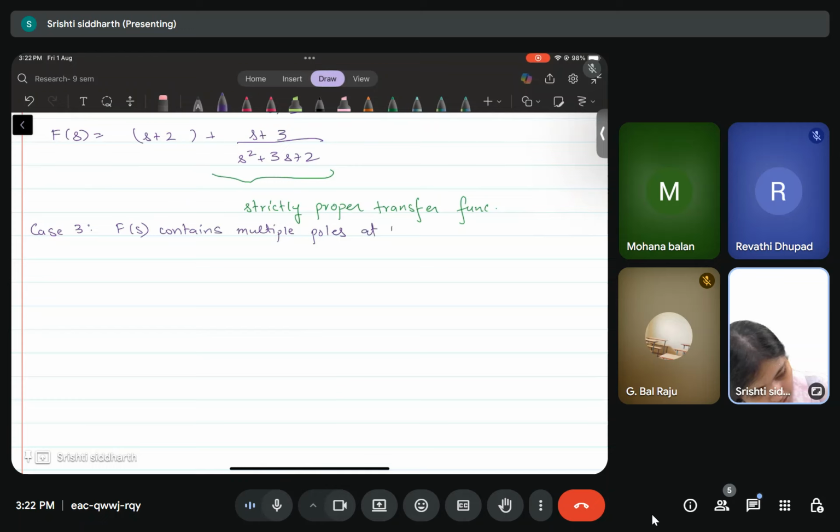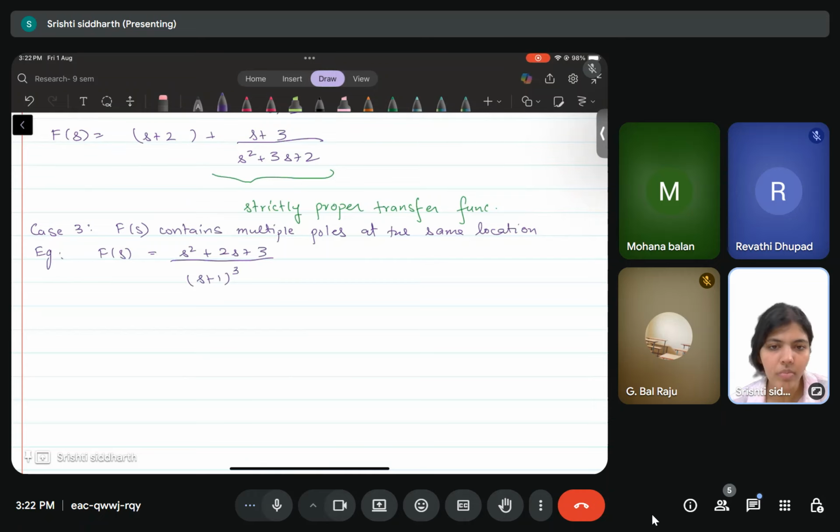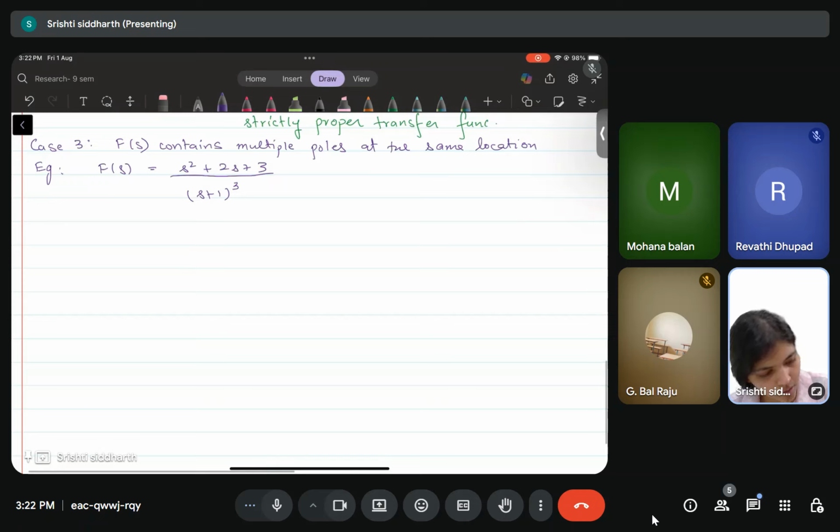Multiple poles at the same location. Okay, so if this is so, then let's consider an example. F of s is (s squared plus 2s plus 3) over (s plus 1) cubed, so we have 3 poles at minus 1. This is a strictly proper transfer function, but we have multiple poles at minus 1. So this is strictly proper.